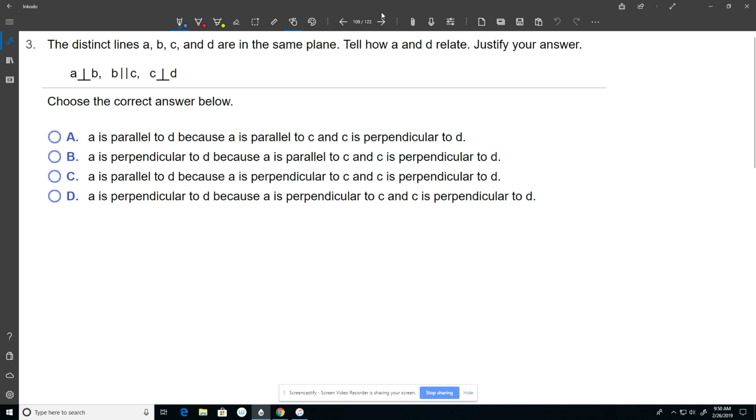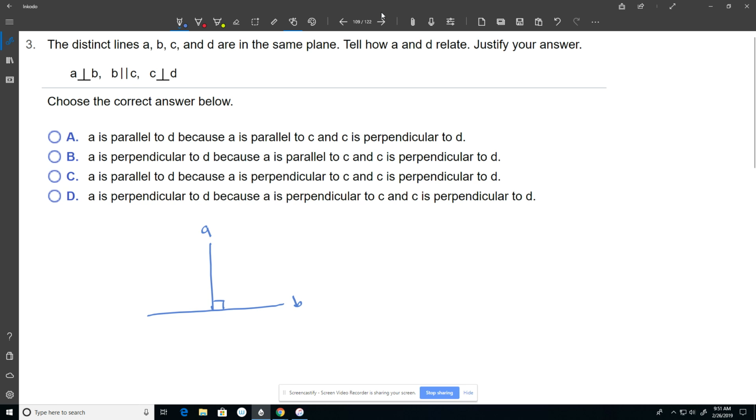Number 3, the distinct lines A, B, C and D are in the same plane. Tell how A and D relate. The easiest way to work through this one is to draw the picture as it describes it. So A is perpendicular. Remember, this symbol means perpendicular. A is perpendicular to B. So if this is my A, then that means that B goes this way. They make a 90-degree angle.